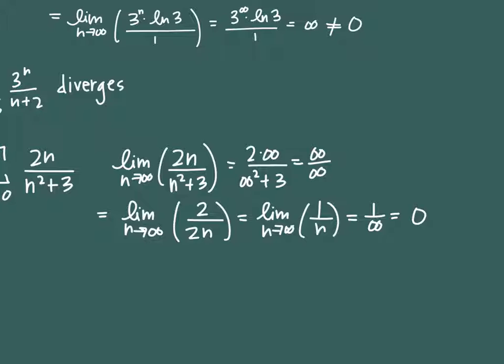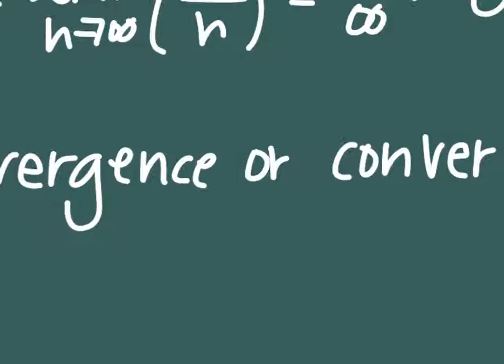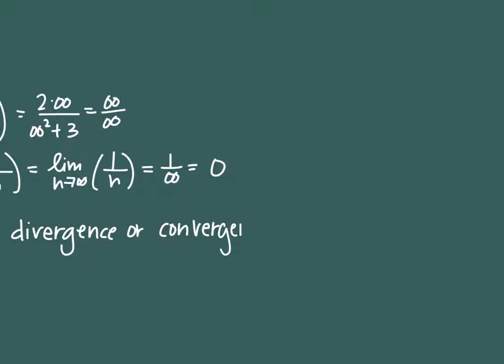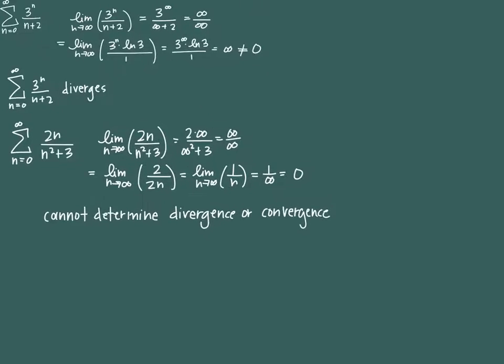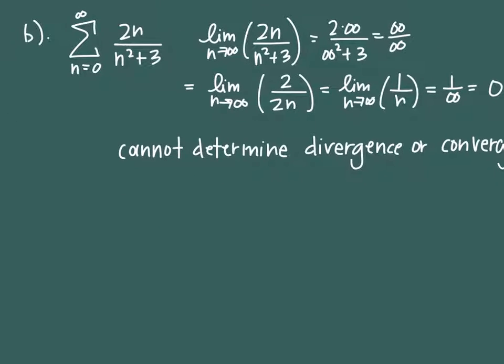So what's the only safe conclusion here? It's inconclusive. All right, we cannot determine either divergence or convergence. So then we're going to need another test to help us out. If you can't determine either of it, if it's inconclusive, then we'll need another test so that we can draw a conclusion. So this leads us to our third test.